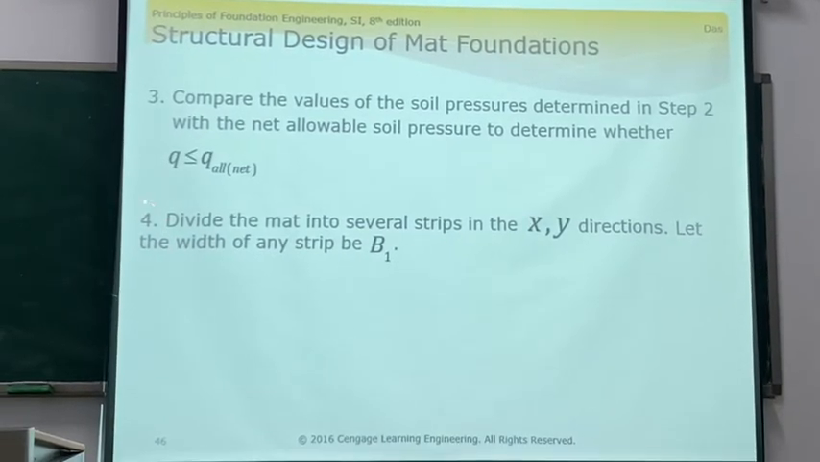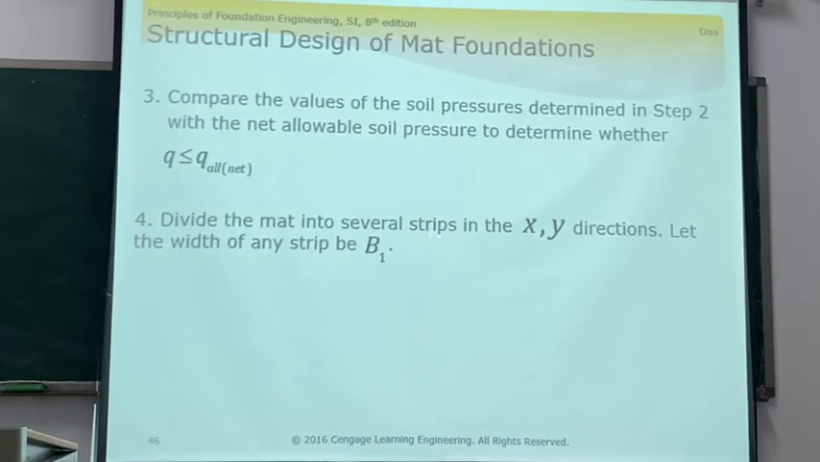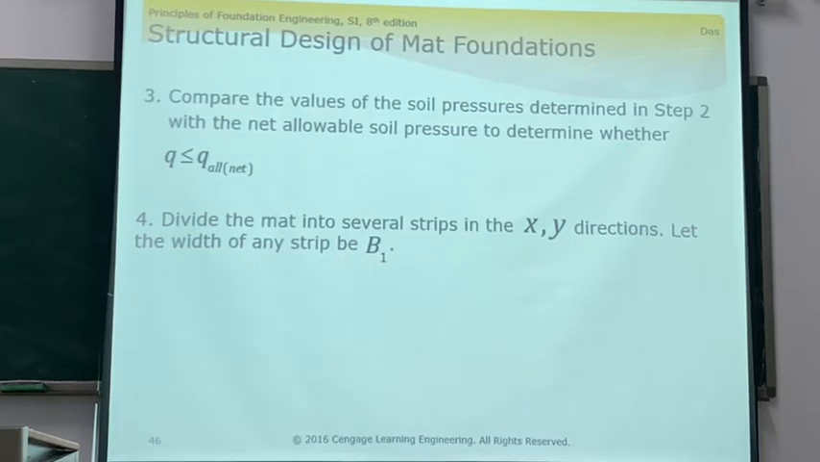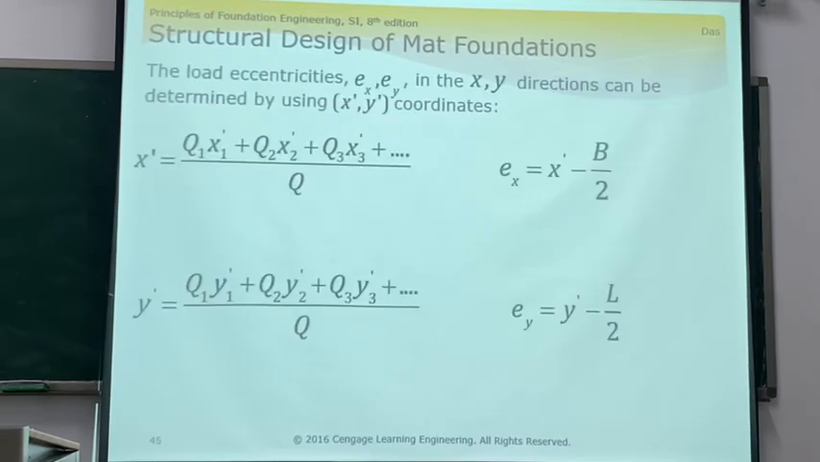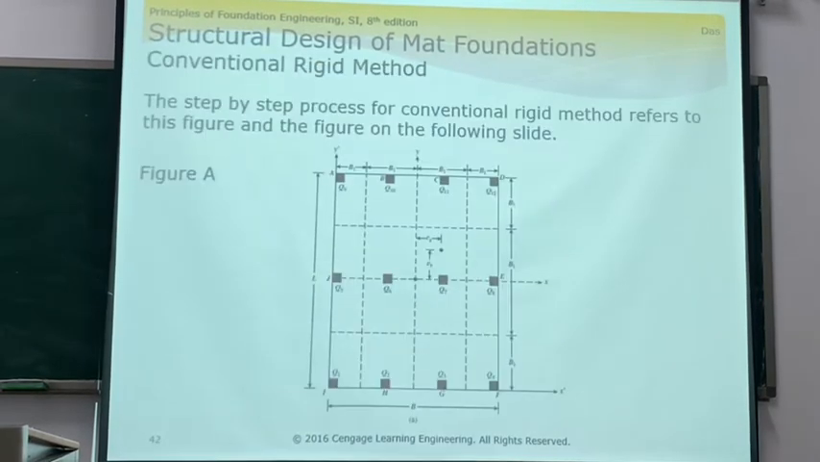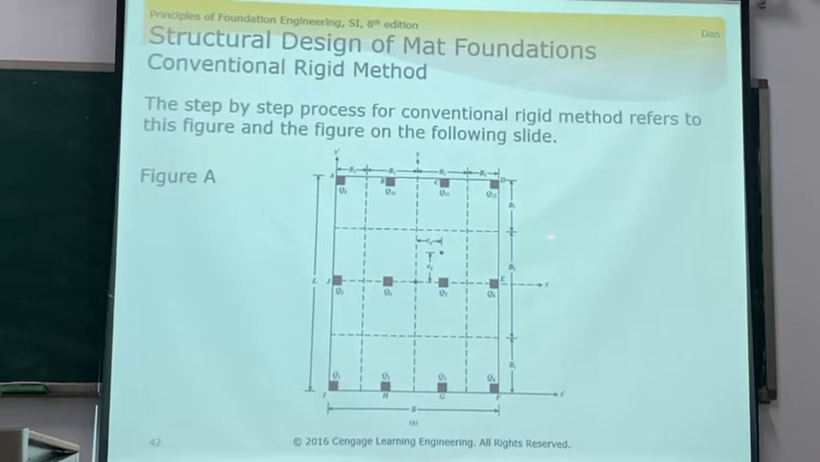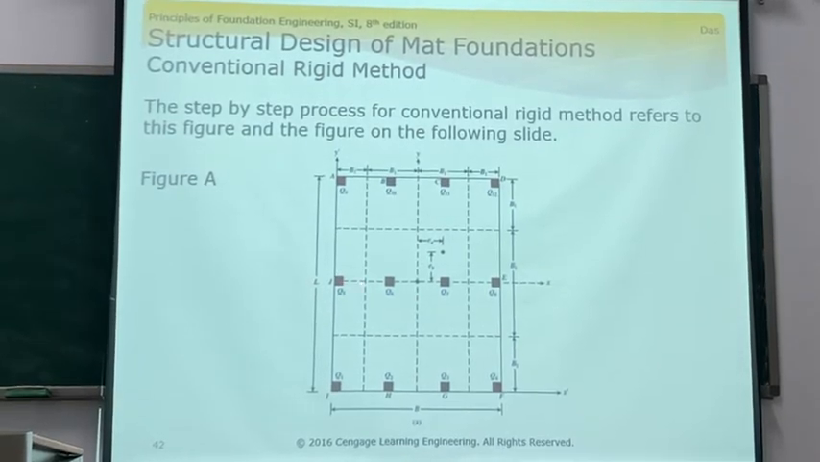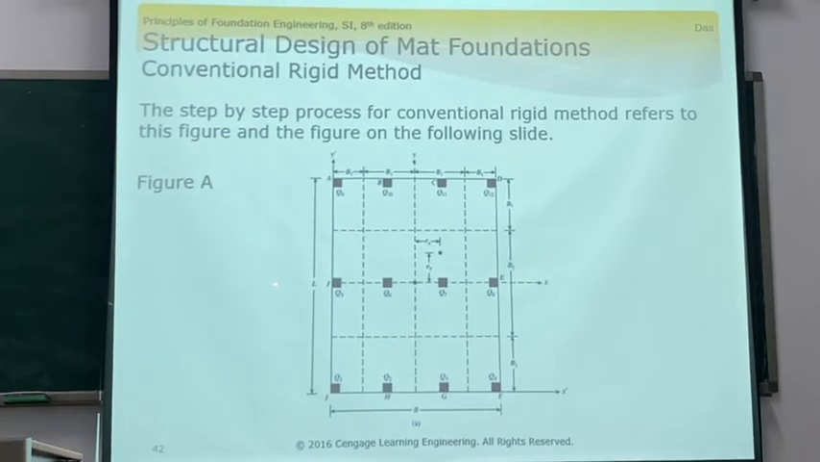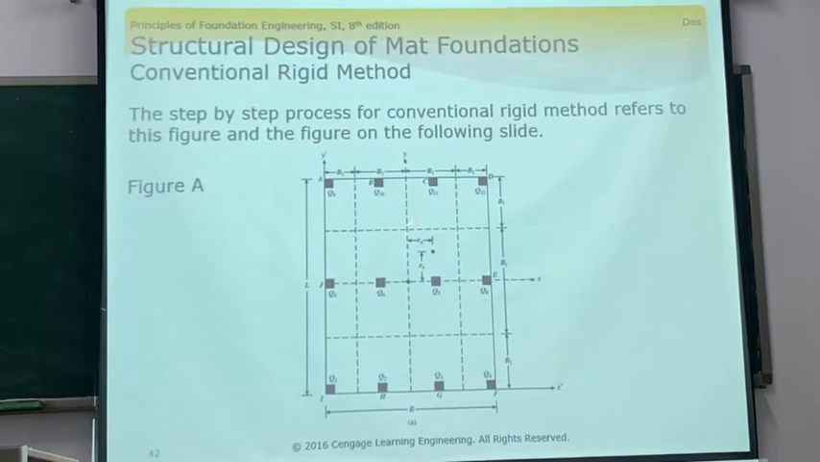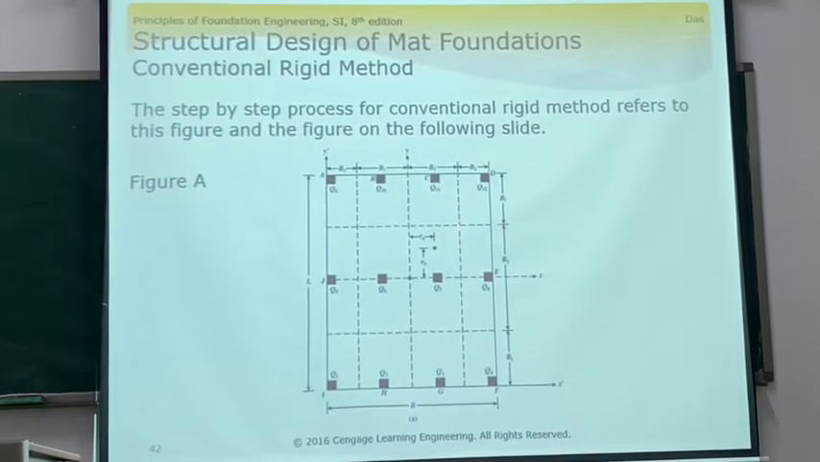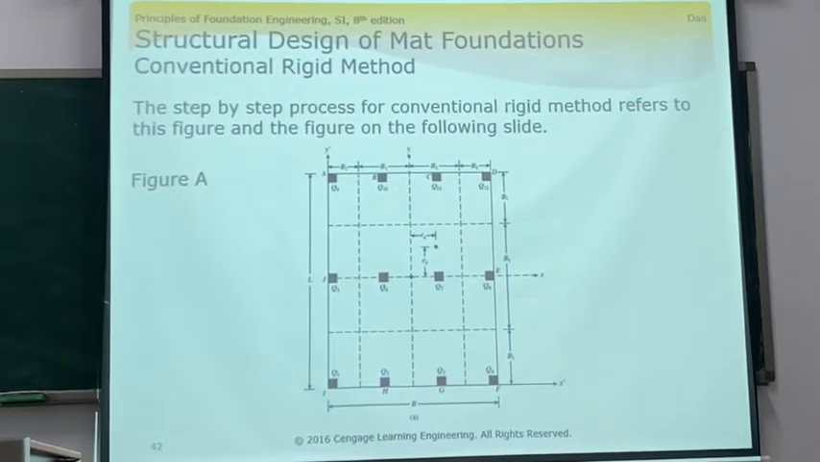Step 4, you divide the mat into several strips in the X and Y directions. Let the width of any strip be B1. This is divide the mat into X and Y. This is divide the mat by the X direction and Y direction. Then we can go to the mat. This is a strip mat.